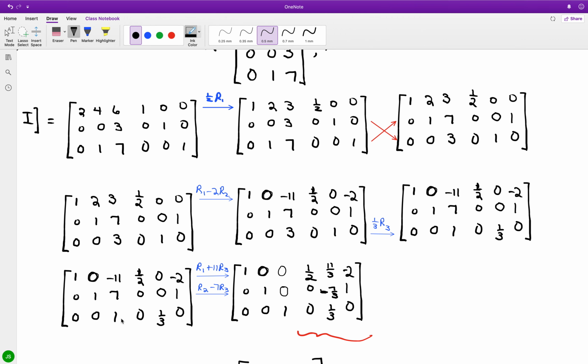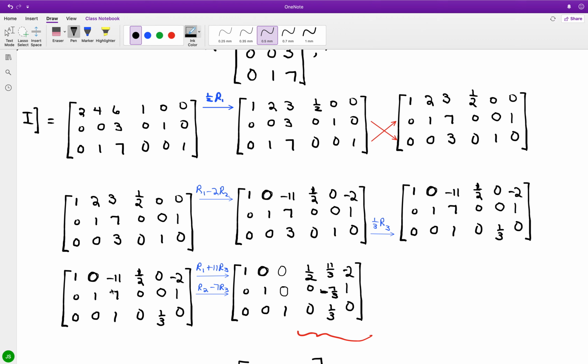So for the third pivot position, we have the 1 at the bottom, and I want to make the negative 11 and the 7 into zeros. To go from negative 11 to 0, I'm going to take negative 11 plus 11, and to adjust everything in the top row, I'm going to have R1 plus 11 times the third row. So I have 1, 0, 0, and on the other side, I have 1/2, 11/3, and negative 2.